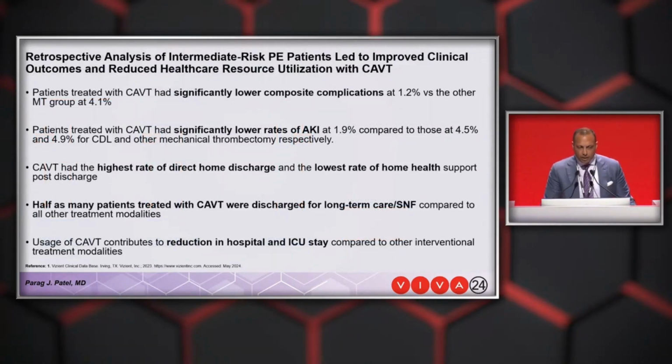So in summary, our retrospective analysis of the largest group purchasing organization clinical database, Vizient, identified improvements in clinical outcomes and reduced healthcare resource utilization with advanced therapies, specifically as it relates to ICU stay and admissions. But specifically as it relates to CAVT, we saw significantly lower composite complications compared to other mechanical thrombectomy, significantly lower rates of acute kidney injury, and the highest rates of discharge to home with the lowest rates of home health support required.